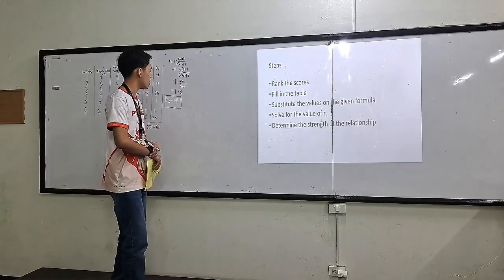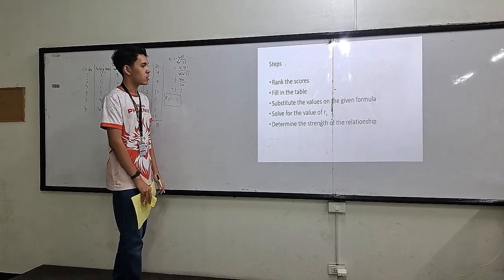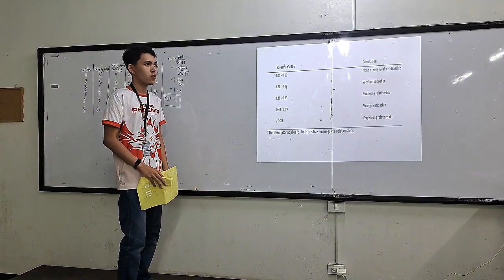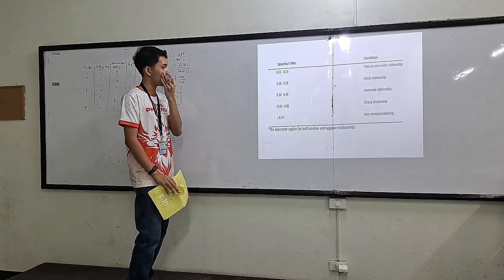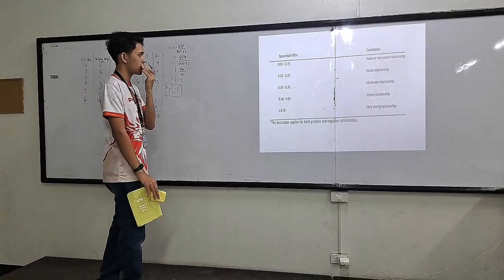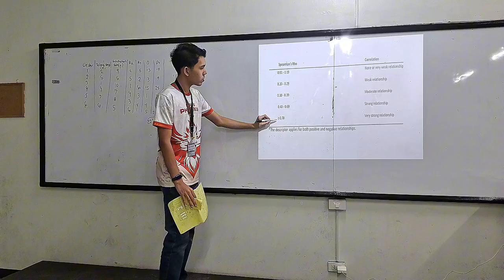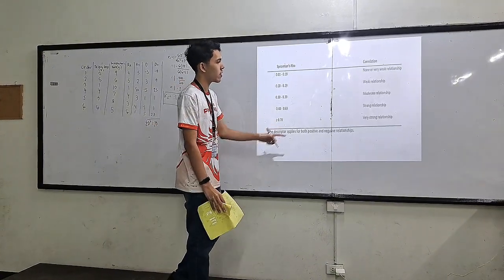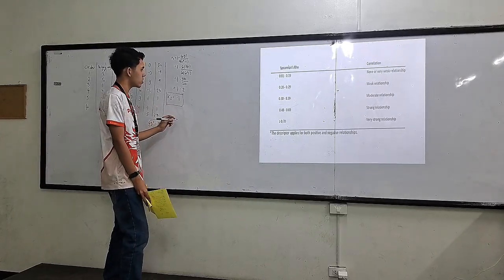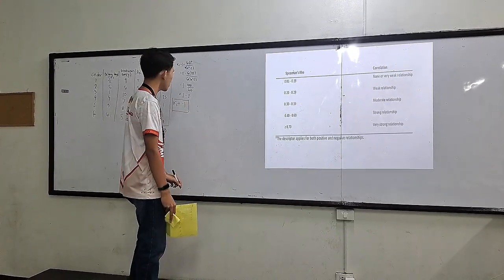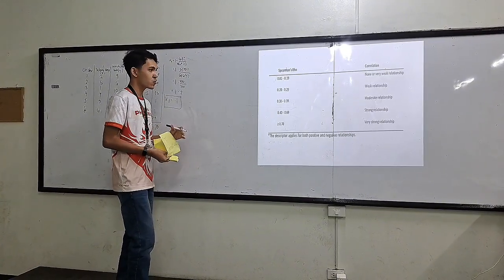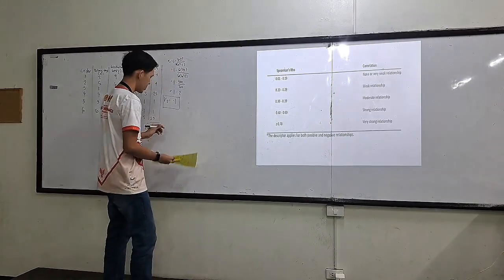Now, after solving the R sub S, we determine the strength of the relationship. Based on the table, since R sub S is equal to negative 1, it belongs in the 0.70 and above, or the very strong relationship. If our answer is negative, it is still a very strong relationship, but it is a negative, very strong negative relationship.